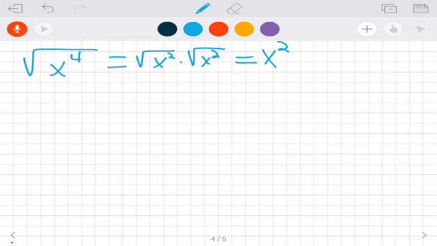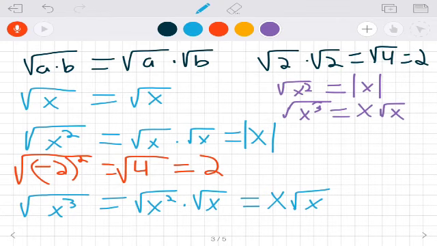Because if x is negative, it's still going to get canceled out in here, and we're still not going to have to deal with it. So let's jump back really quick and just add this. The square root of x to the fourth is x squared.